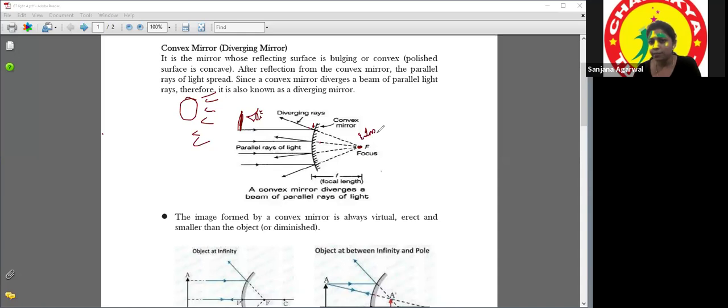Now, this is a bit contradictory with the plane mirror. A plane mirror reflects the image at the same distance as we are standing from it. But this is not the case with a convex mirror. It shows the image quite close to the mirror. Did you note the difference?